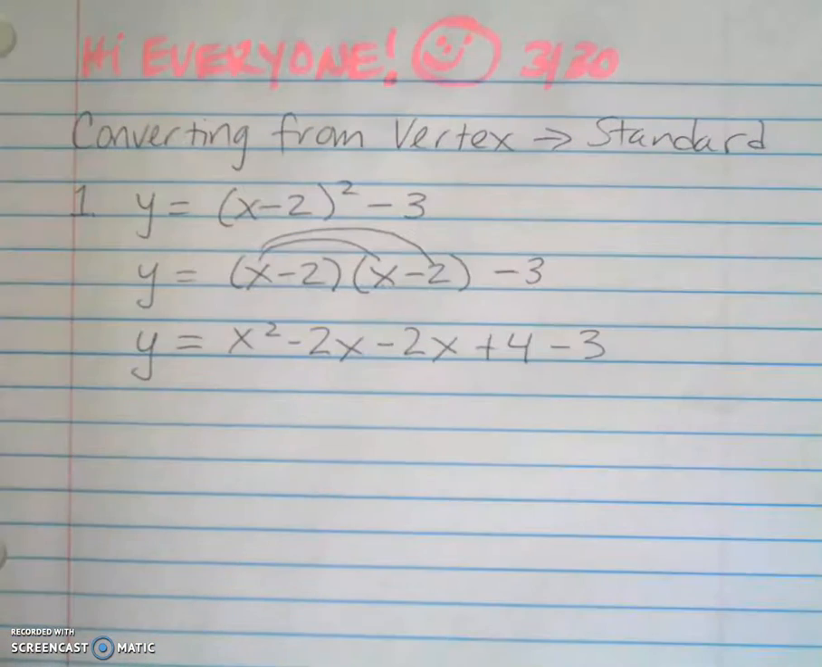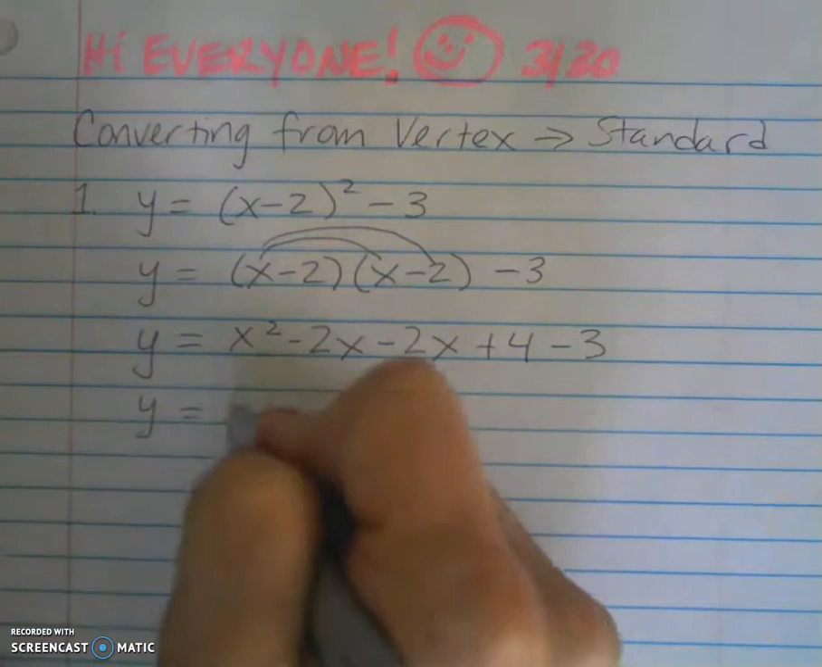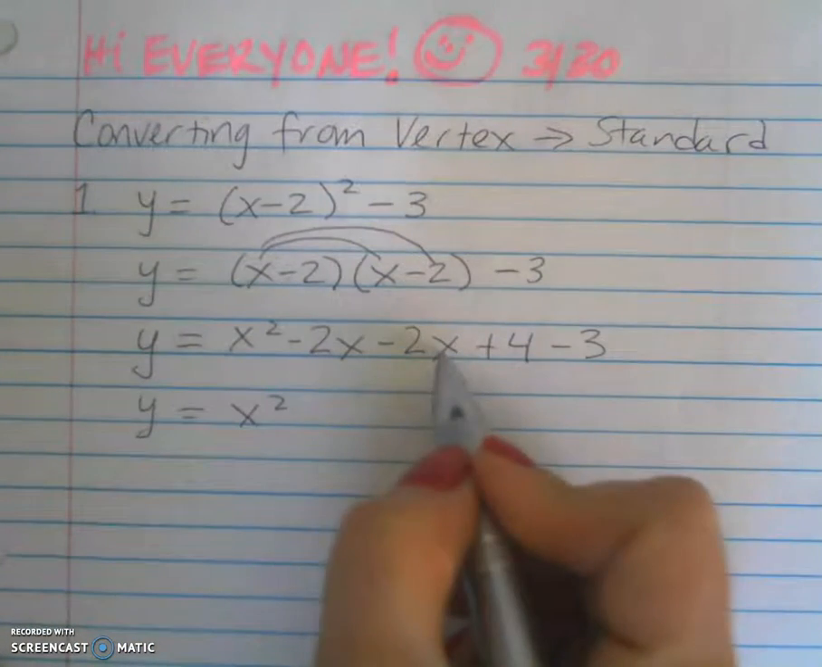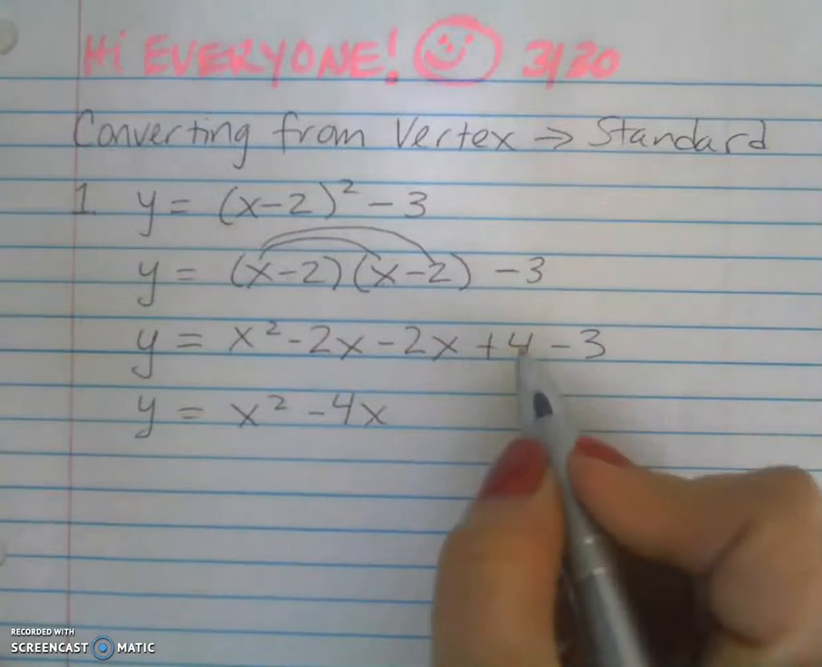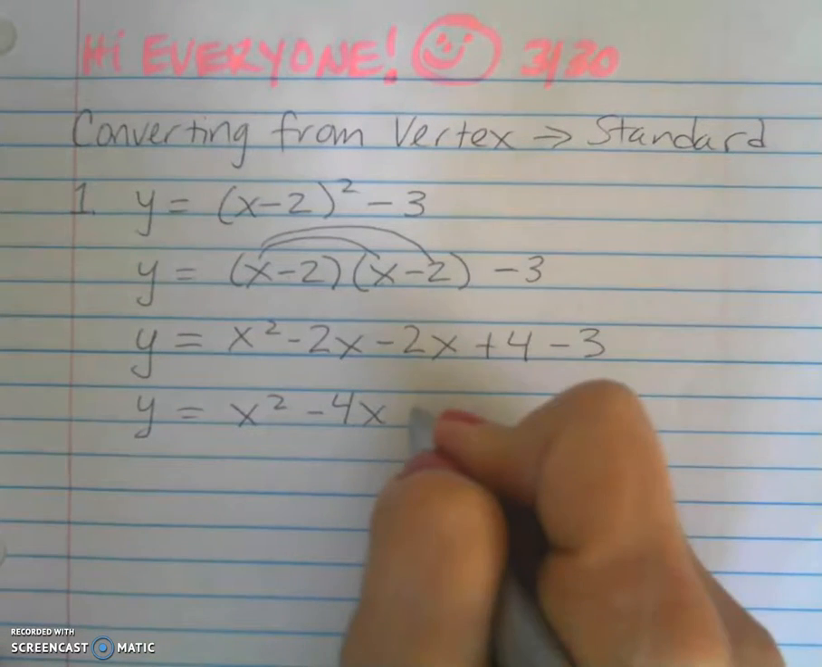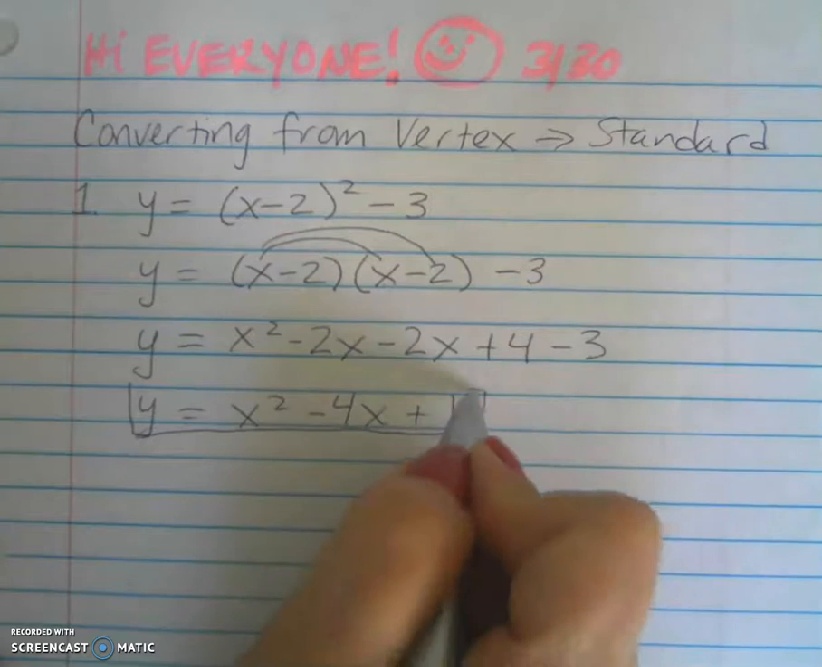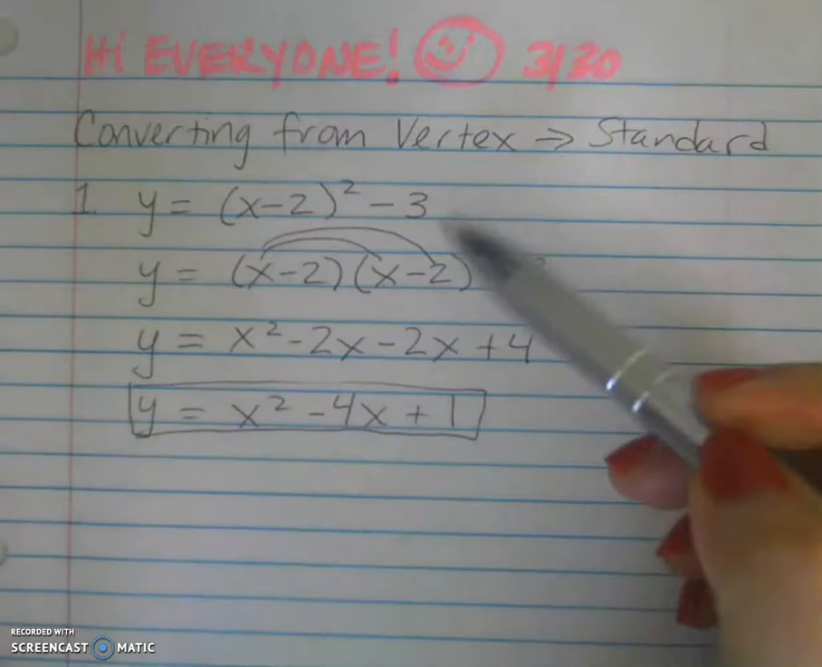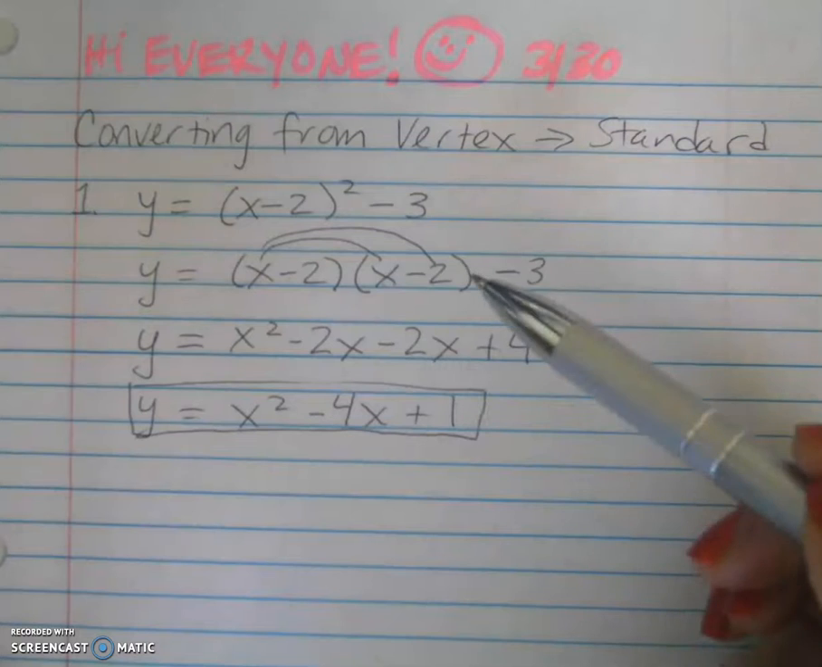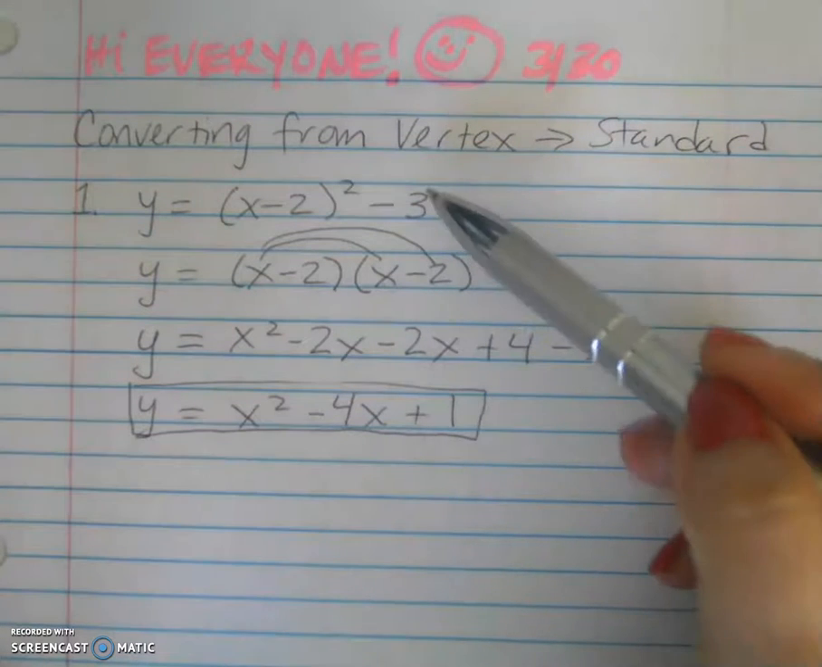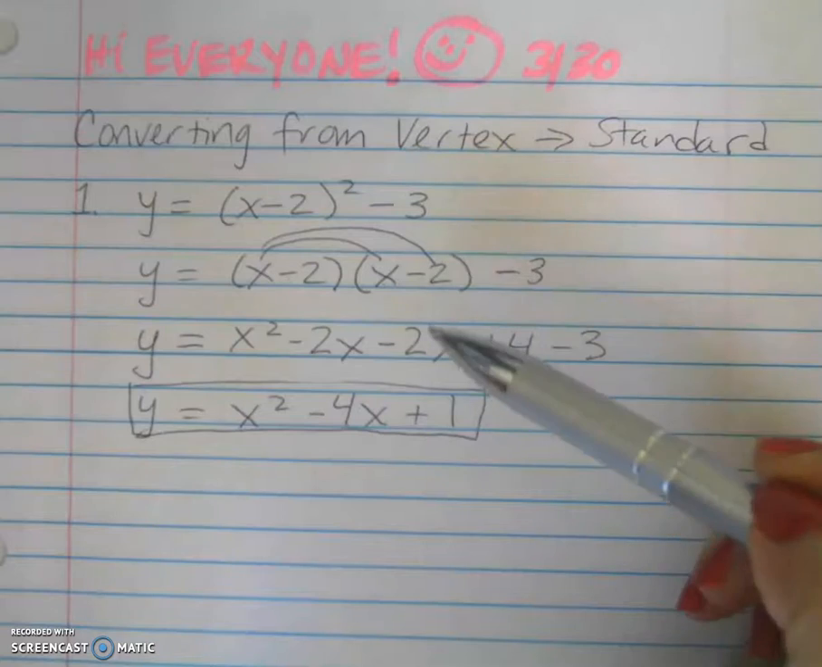All we have to do now is combine our like terms. I have negative 2x and negative 2x, which is negative 4x. And then 4 minus 3 is just 1. So there you go. This is the standard form. This is the Vertex form. If you were to put both of these into your graphing calculator, you would find that they give you the exact same graph. They're the same function, just different forms.